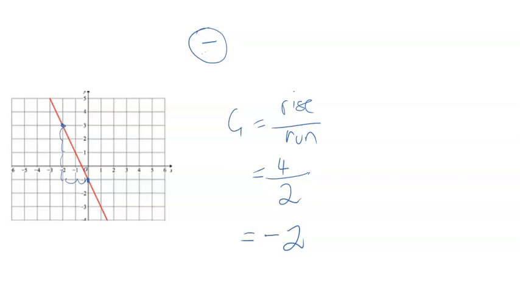Negative line, negative gradient. I still use that right angle triangle idea between two coordinates that hit the x and the y axis perfectly. Any two coordinates on that line.